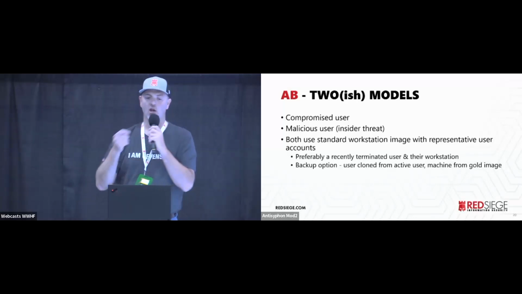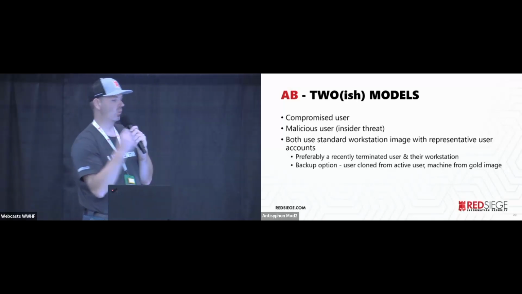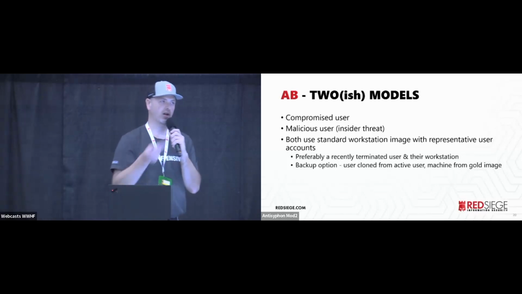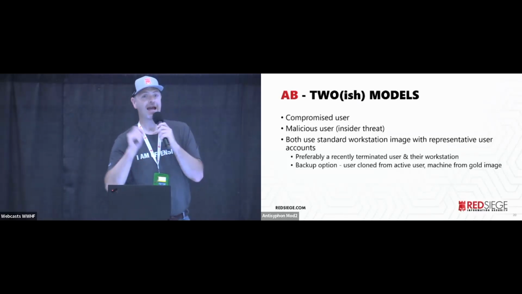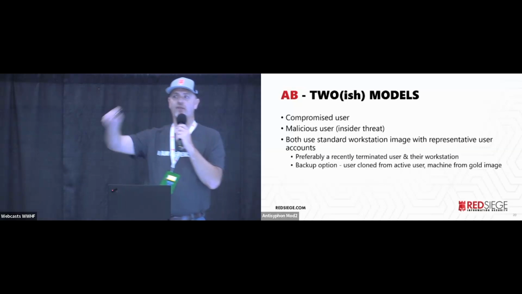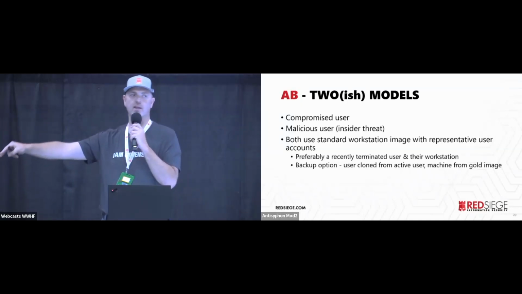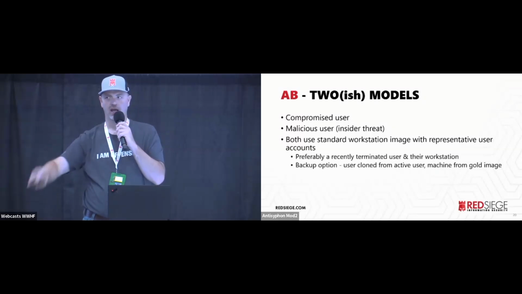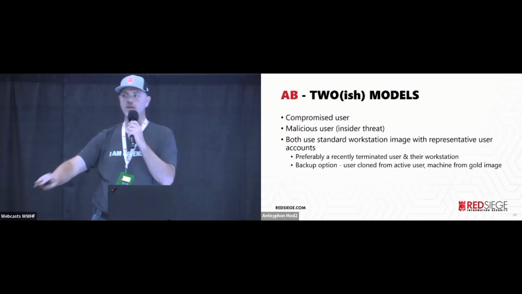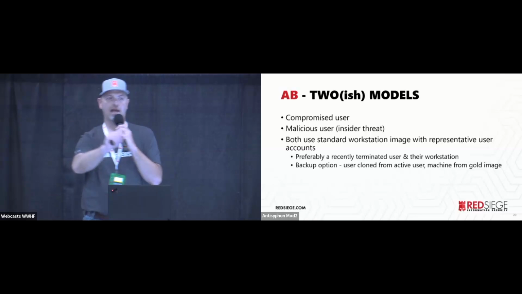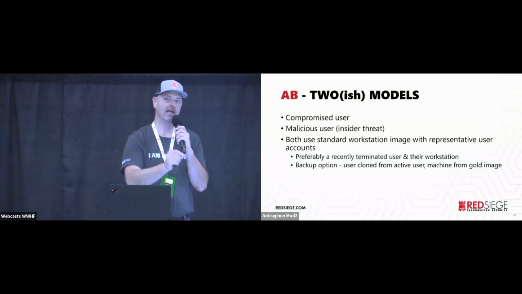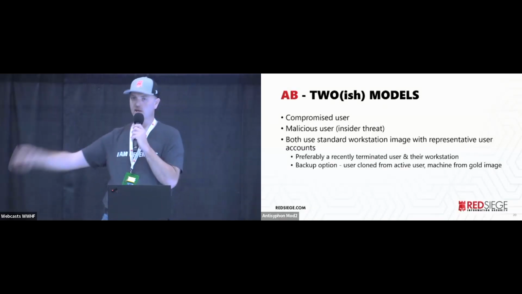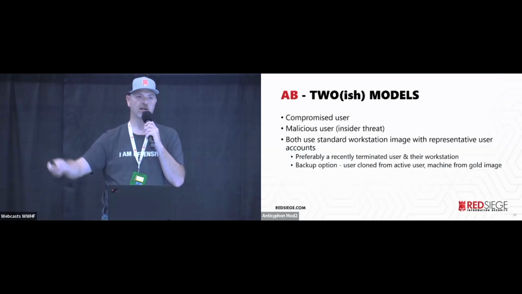We start with a workstation and an account that are representative of the real world. Ideally, if you know you have a test coming up and someone leaves the company, disable their account and keep their machine. Then when the test starts, give them that account and that machine. You can't get any more real world than someone just left the company and here's their account.